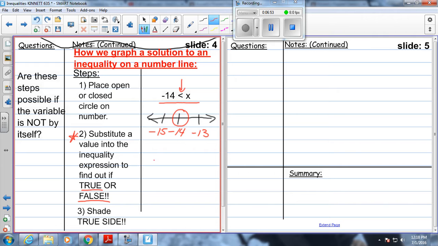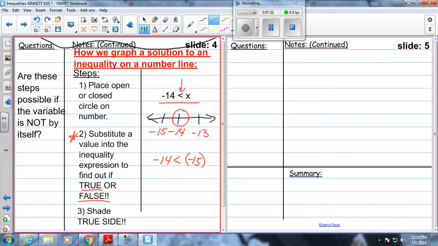So we have negative 14 is less than, and instead of where the x would be, we're just going to put some empty parentheses. We're going to substitute a value into that x's location, where if it was on the left side, we put it on the left side, but since in this problem it's on the right, we're going to substitute on the right. And we're going to place a number on there, and it doesn't matter whether you choose negative 15 or negative 13. Doesn't matter at all. So let's just choose the first one we see, negative 15.